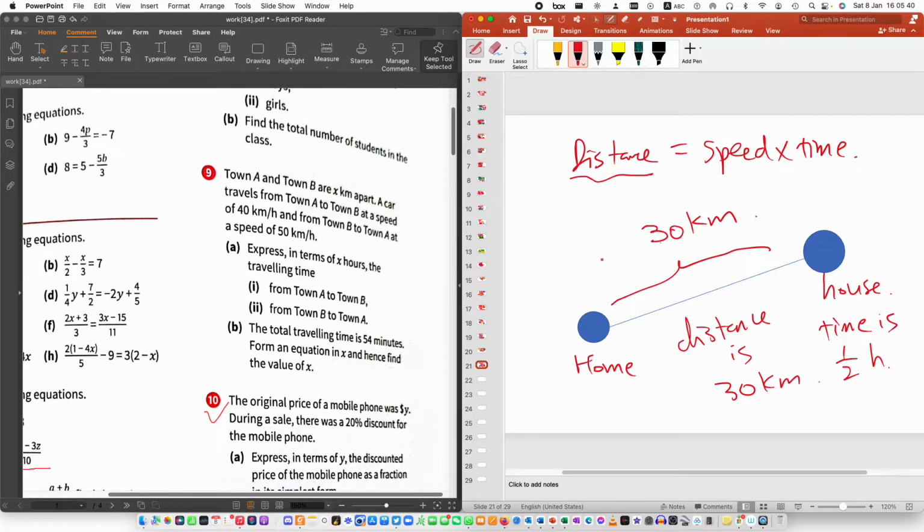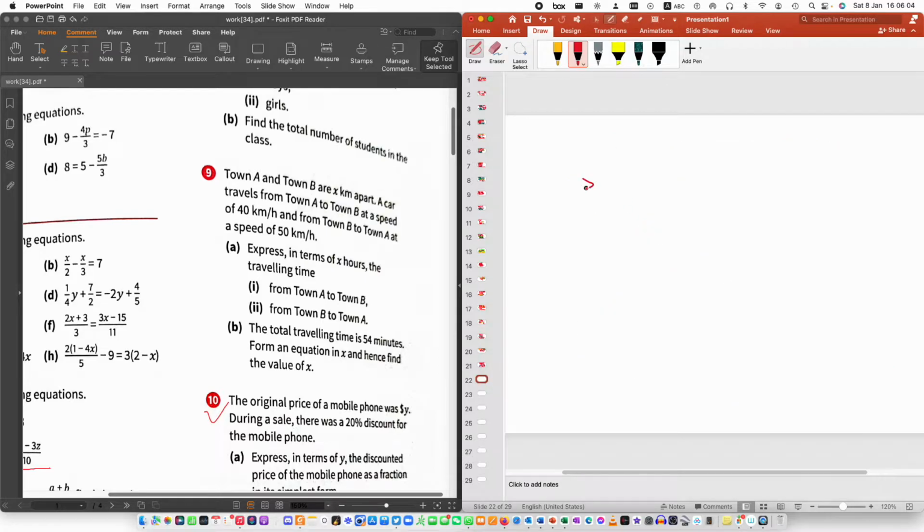So based on this formula, the distance is 30 kilometer, right? You put it here. The speed, I don't know. But what's the time? Half an hour. So can you help me out? How do you find the speed? So you get, can you see you have 30 kilometer is equal to speed times half an hour. Do you know how to get speed?